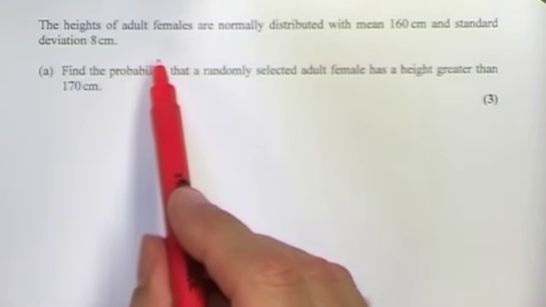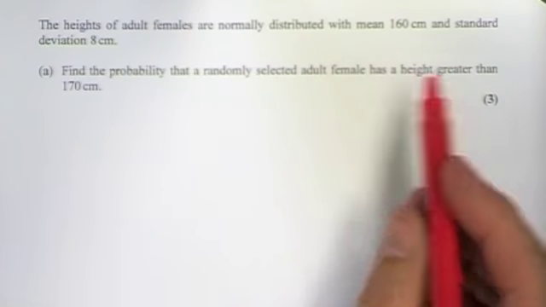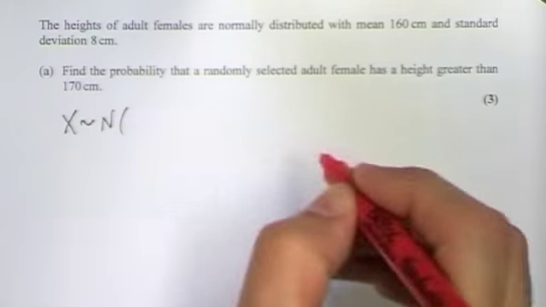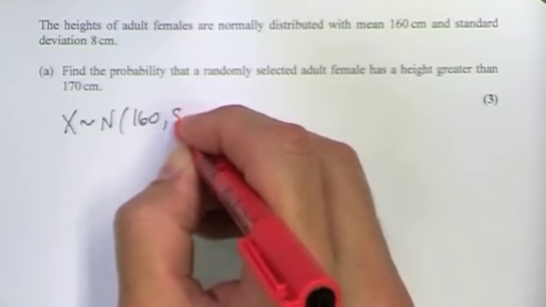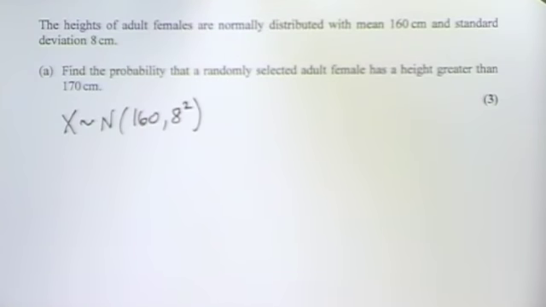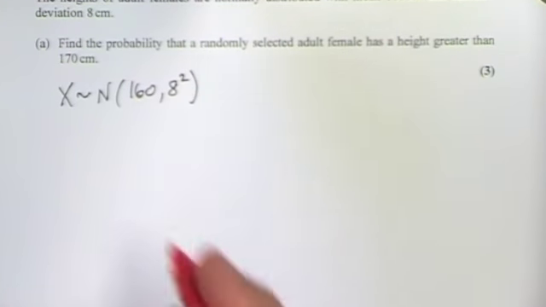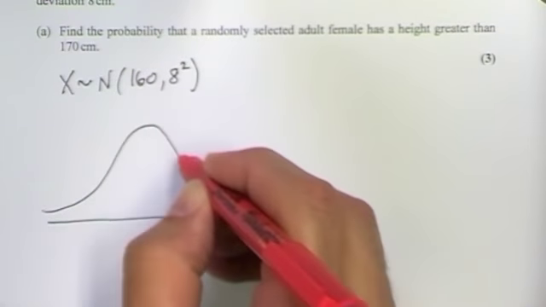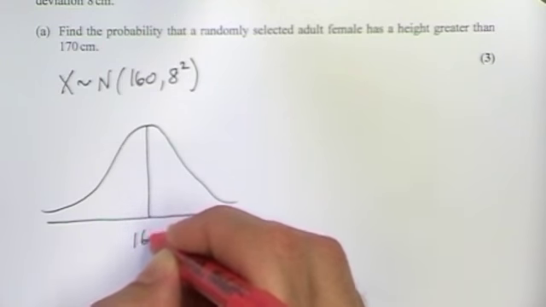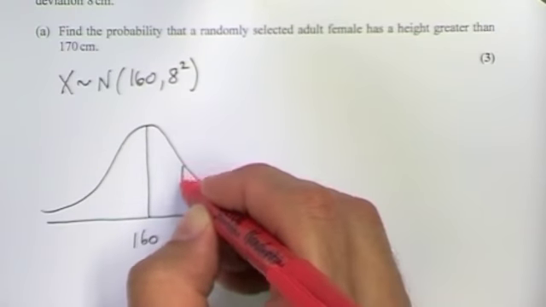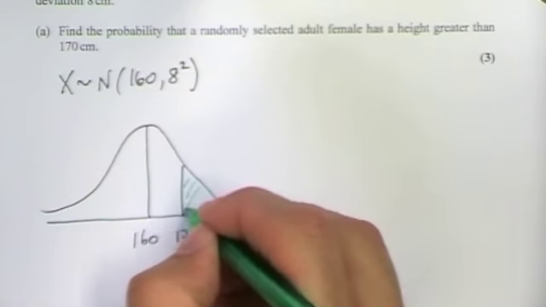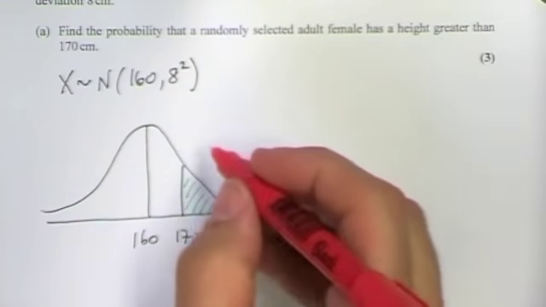Here we're told the heights of adult females are normally distributed with mean of 160, standard deviation of 8. So X follows a normal distribution, 160 mean, standard deviation of 8. Find the probability a randomly selected adult female has a height greater than 170. So we want to find the probability greater than 170. Let's draw the bell curve. That's 160. We want greater than 170. 170 is there. And we want this shaded area here as our P.